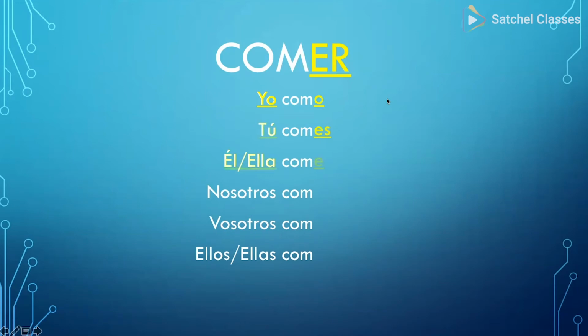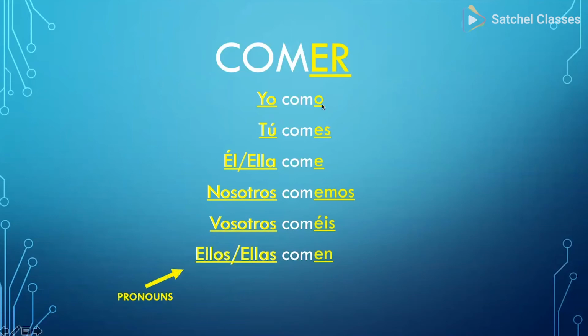Tú comes. Él, ella come. Nosotros comemos. Vosotros coméis. Ellos, ellas comen. Remember that these are the pronouns. We use these ones to refer to people. Like, for instance, if I want to say él o ella instead of saying the person's name.